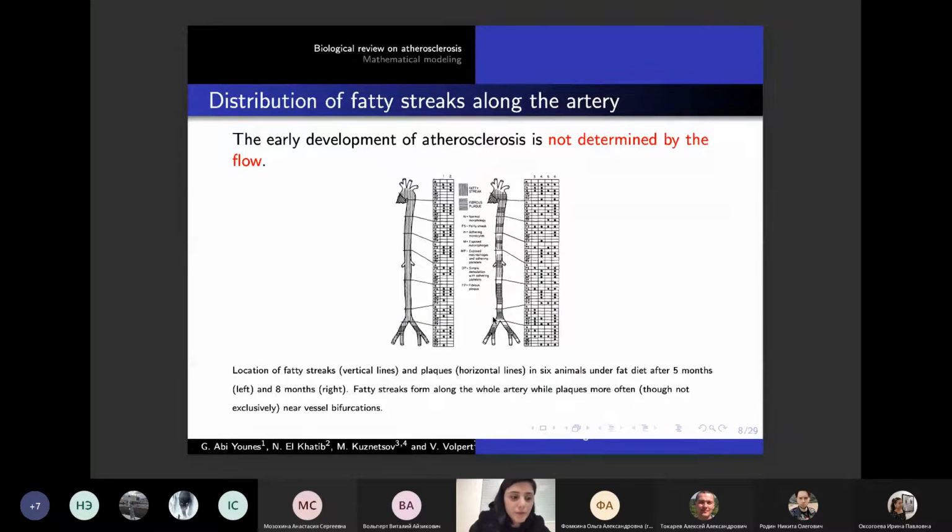Maybe some of you have worked on atherosclerosis and know already that the blood flow may influence the formation of plaques. So maybe some of you will ask, what about the influence of blood flow on the formation of fatty streaks? Should we take it into consideration in our study? Let us look closely at this figure.